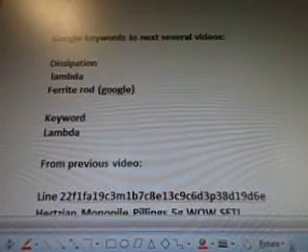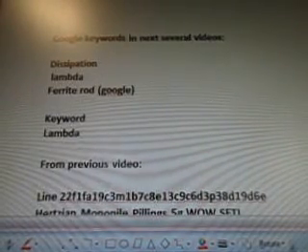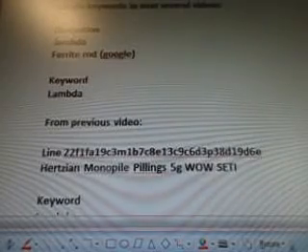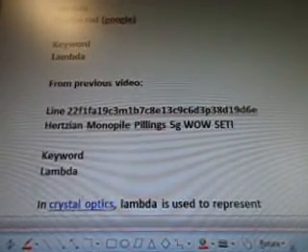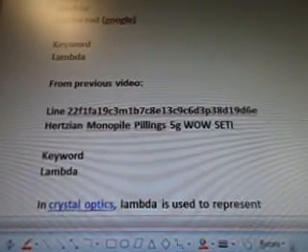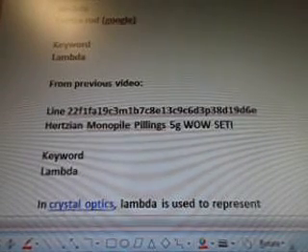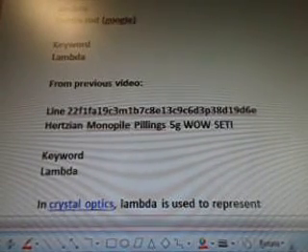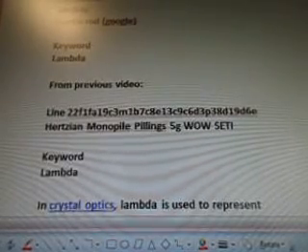So I started Googling the keywords dissipation, lambda, and then ferrite rod. We went through dissipation in several different ways, and it says we're going to be the keyword lambda, and we finally got there. Isn't that nice? I've been saying that for the last 4 videos, haven't I? Okay, so from previous video, line 22f1fa19c3m1b7c8e13c9c6d3p38d19d7a Hertzian Monopile Pillings, 5G Wow Seti.